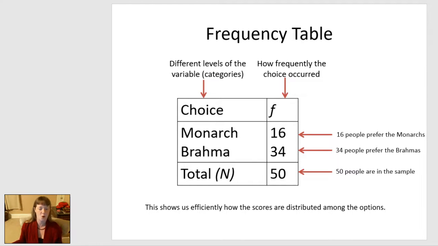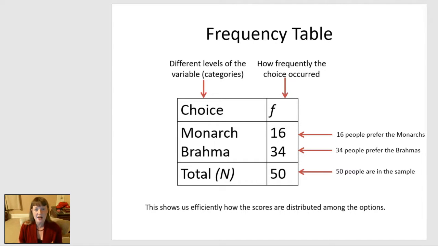Averages don't make sense anymore. The average number of people who fall into the Monarch category, I'm going to calculate the average of Monarchs and Brahmas, the average of the 0s and 1s. That doesn't make any sense. So now, instead of keeping track of averages, I'm going to keep track of frequencies. How frequently did the Monarch category turn up? How frequently did the Brahma category turn up? And this becomes our new data that we're interested in. Not going to be calculating averages, not going to be calculating standard deviations. Rather, we're going to be keeping track of frequencies.